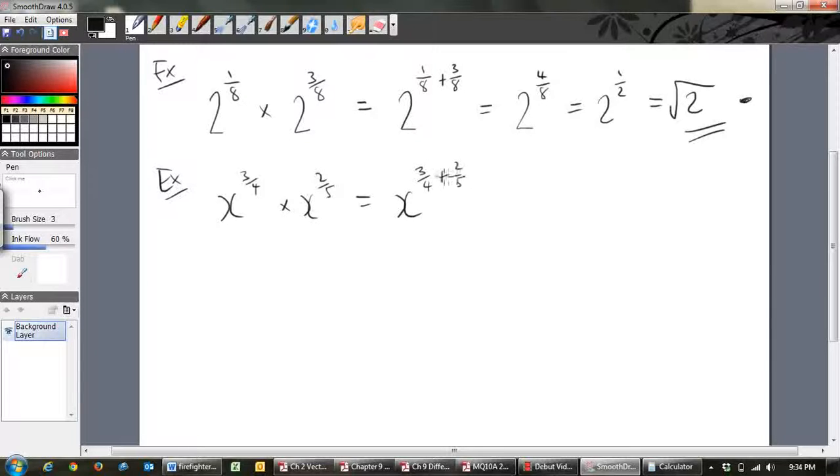Now, to add fractions together, they need to have the same denominator, the same bottom line. So what do they have to have? Let's put 20 on the bottom line. We've multiplied that 4 by 5, 3 by 5 is 15. We've multiplied that 5 by 4, 2 by 4 is 8. So that's equal to x to the power 15 plus 8, 23 over 20.